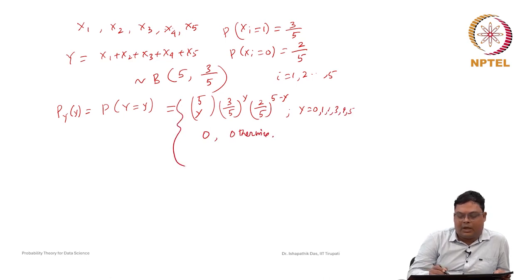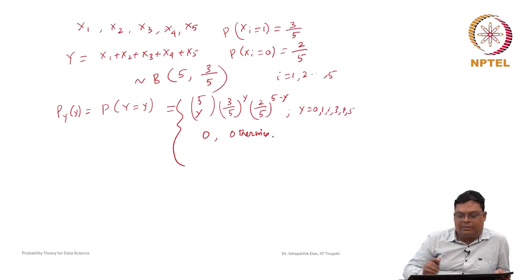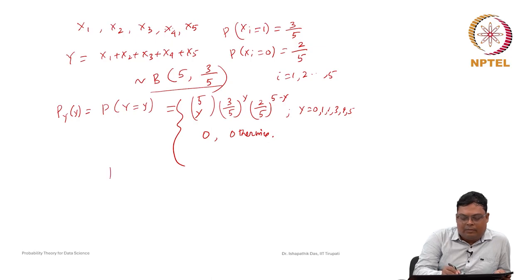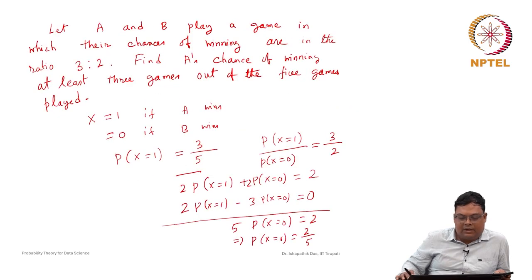Now we want to find the answer to the question: find A's chance of winning at least 3 games out of the 5 games. Out of the 5 games, 3 games. It is playing 5 times, so n is equal to 5. So the probability that Y is greater than or equal to 3, since it is asked at least 3 games.